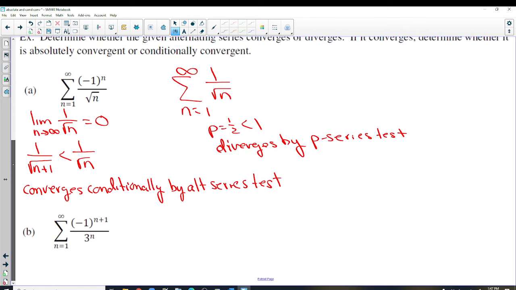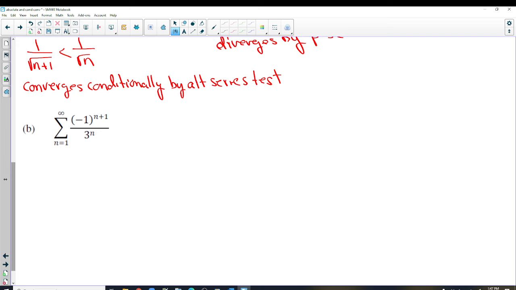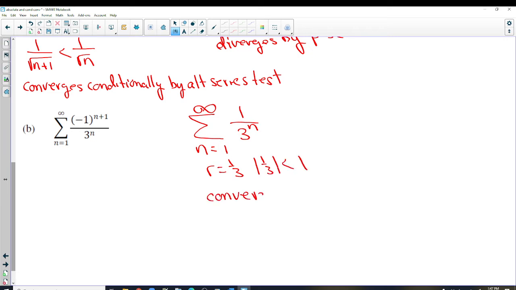All right, well, now we just do the same thing, but we may have to use different tests. And then we got to talk about what happens if it converges absolutely like this one does. So let's take the absolute value. I was going to say, let's get rid of the negatives. That leaves 1 over 3 to the n. And this is geometric, so r is equal to 1/3. The absolute value of 1/3 is less than 1. So this converges absolutely by the geometric series test.